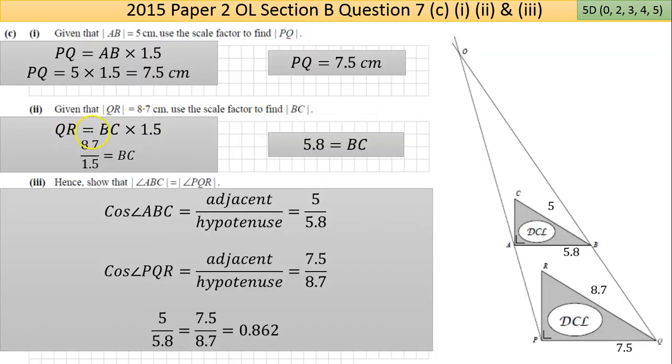So QR is equal to BC times 1.5. Okay, now QR was 8.7. So I've thrown that in there. Brought the 1.5 across. It was multiplied on the right, becomes divided on the left. I end up with this sum here. And that divides in to give you an answer of 5.8.